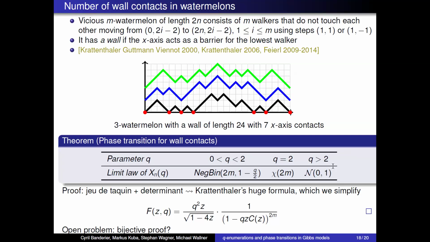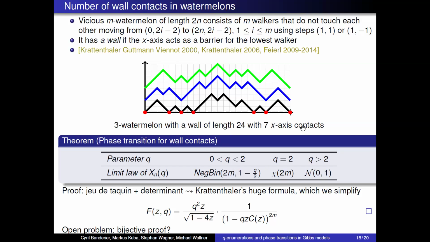Okay, and let's now go back to the initial question by Christian Krattenthaler. So in the model by Christian, the exact definition of the M watermelons. So you have like this M lattice paths, which are one above the other. Okay, and the starting altitude and the ending altitude are forced here by this condition. And what is more, there is a wall. The wall means that you cannot go below zero. Okay, those are the objects. So here you have the three watermelons with a wall, length 24, and we have 7 contacts with the x-axis. Okay, so you put the weight q to the number of contacts with the axis. What will be the distribution for this one?